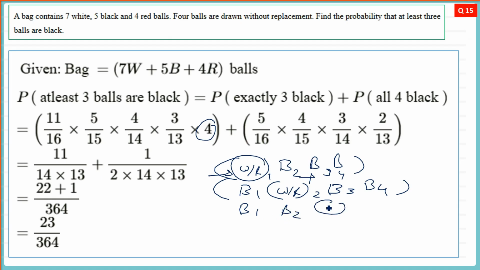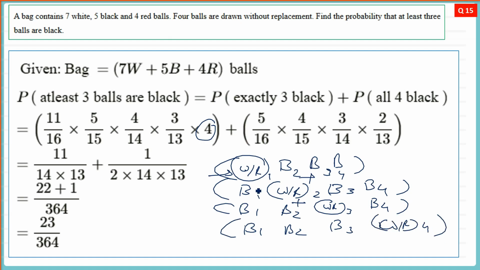The third one will be black, black, white or red, and then black. So all these 4 have to be multiplied, meaning the rows which you are seeing need to be multiplied and the columns need to be added. So these are different probabilities that are going to come. And the better thing is just to compute one probability multiplied by 4, because eventually the result will be the same. So I took a shortcut. You can take a shortcut or a long cut.